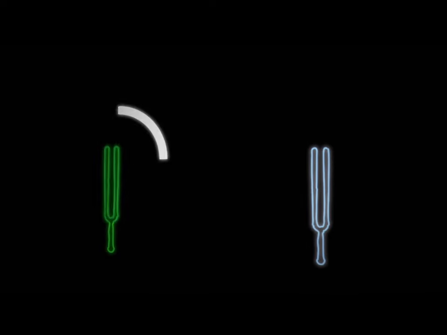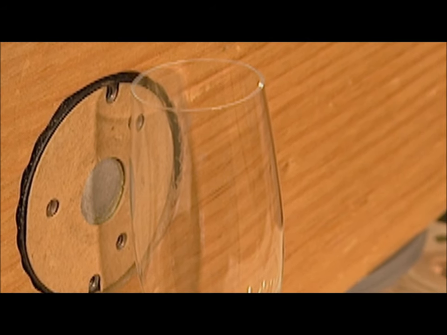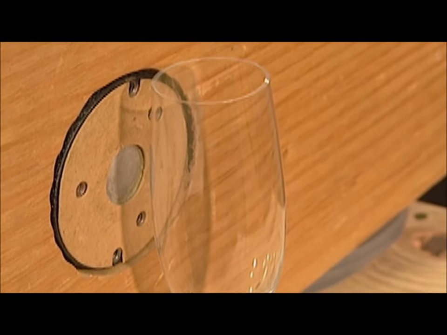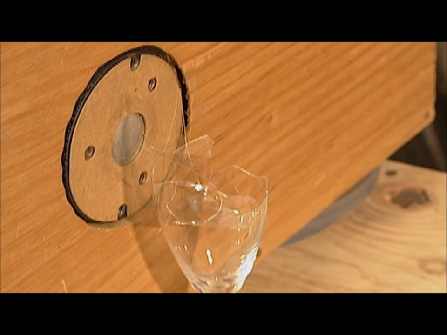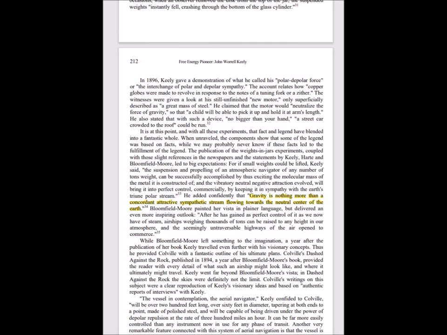Energy flows from regions and objects of greater energy to regions or objects of lesser energy in the universal attempt to achieve energetic equilibrium. This flow occurs most efficiently during conditions of resonance. But just as importantly, there is also a force of attraction between objects that are in resonance. John Worrell Keeley called this force sympathetic attraction, which is also one of his terms for gravity.